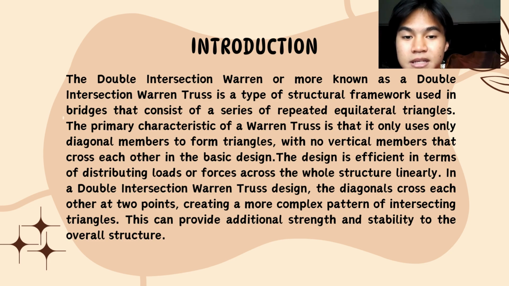In a double intersection Warren truss design, the diagonals cross each other at 2 points, creating a more complex pattern of intersecting triangles. This can provide additional strength and stability to the overall structure.